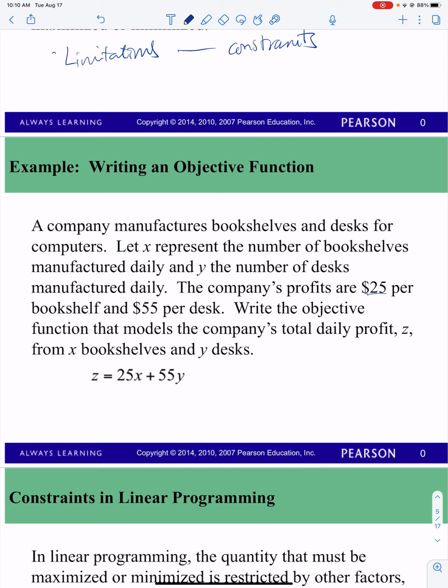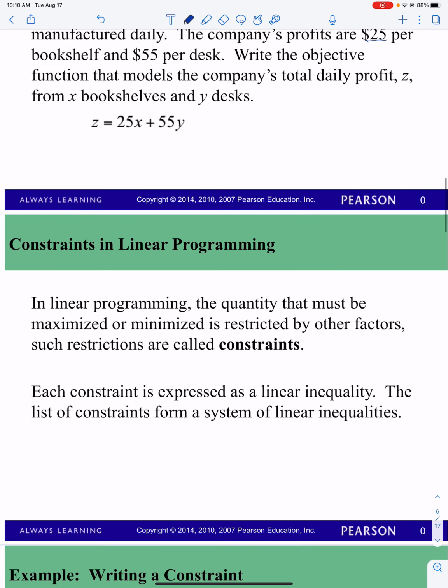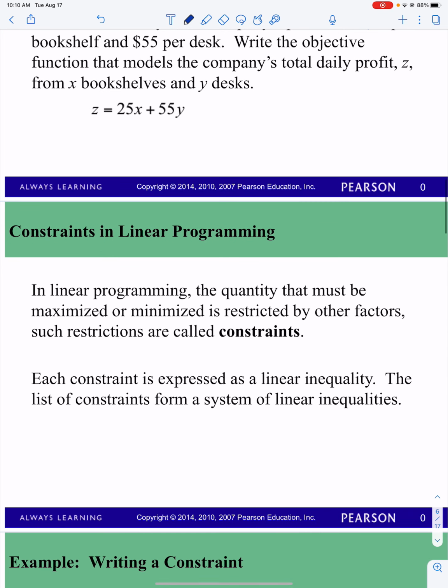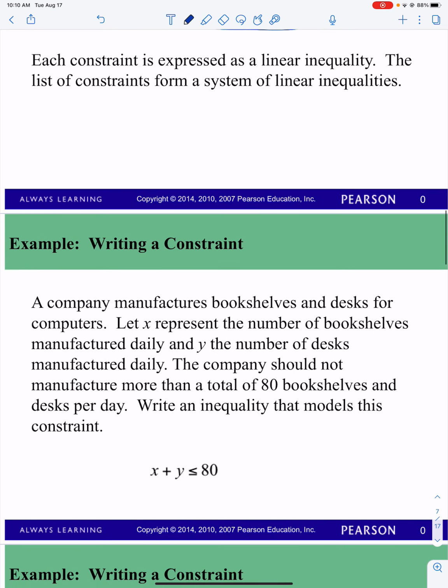Of course, if we want to maximize the profits, what will be the value for x and the value for y? Infinity, as many as possible. You want to maximize the number of desks and also the number of bookshelves. But we always have limitations. So what are the limitations? These limitations are called constraints, which we have already introduced.